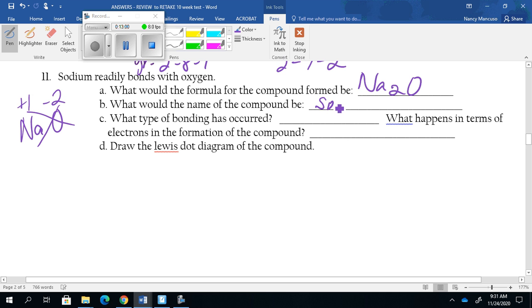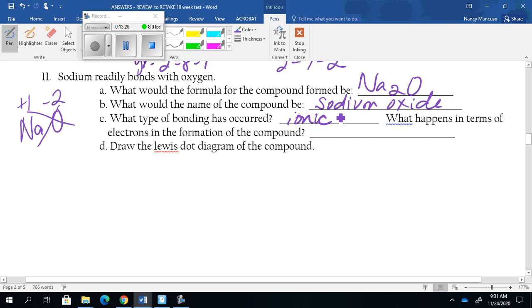So the name would be sodium oxide. It does not need a middle name, because if you look at sodium, there's only one possibility of charge, +1. So when it only has one possibility of charge, it does not need a middle name. No Roman numeral needed. What type of bonding? I have a metal with a nonmetal, so this is ionic bonding.